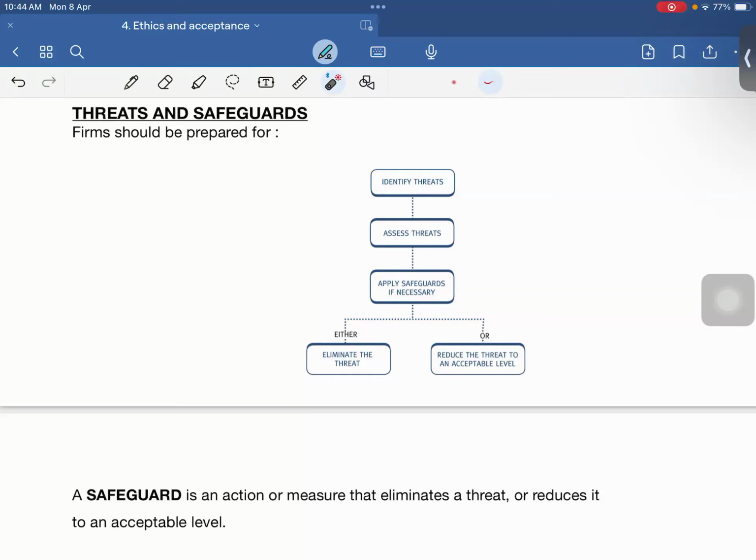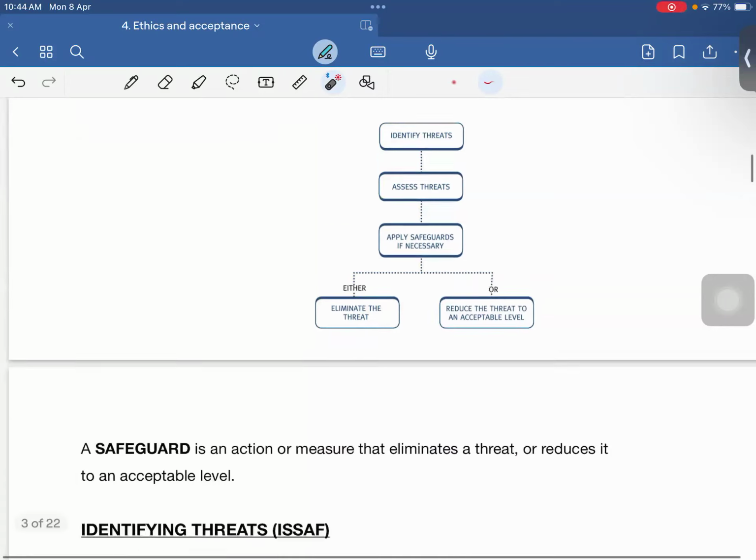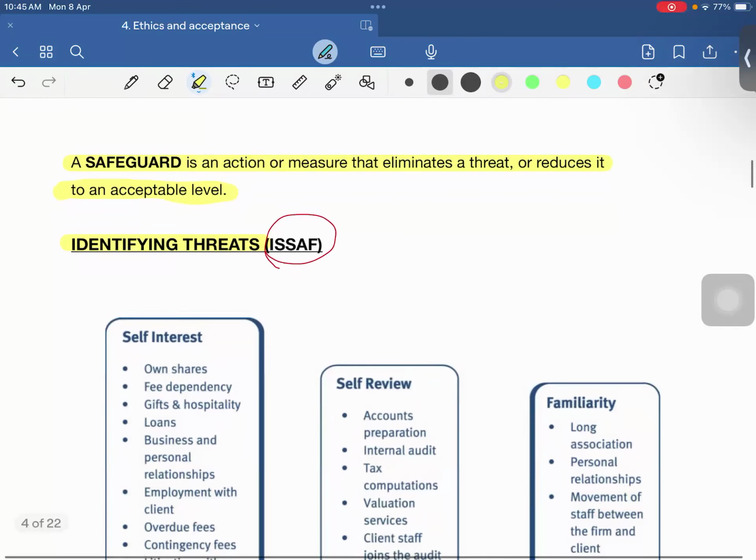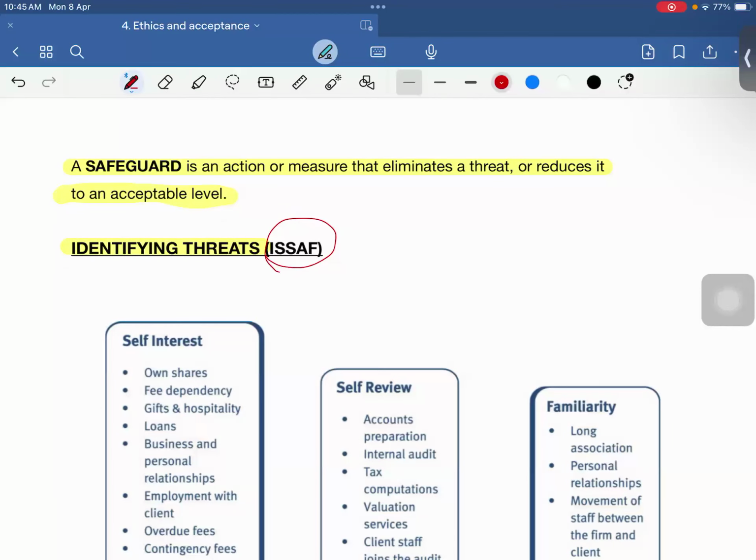The action that you take so that the threat can be avoided or reduced is called a safeguard. So safeguards are the measures or actions that you take in order to mitigate or reduce the threat. Now, an important thing: threats are of different types, and there is a mnemonic for it, ISAP. So the fundamental principles are PEACOC and the threats are ISAP. For ISAP, I stands for intimidation.